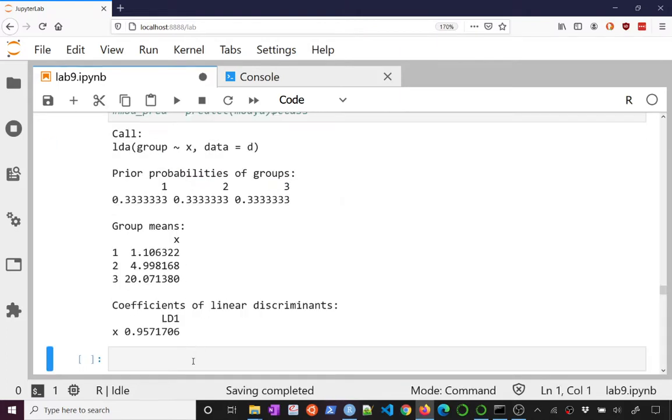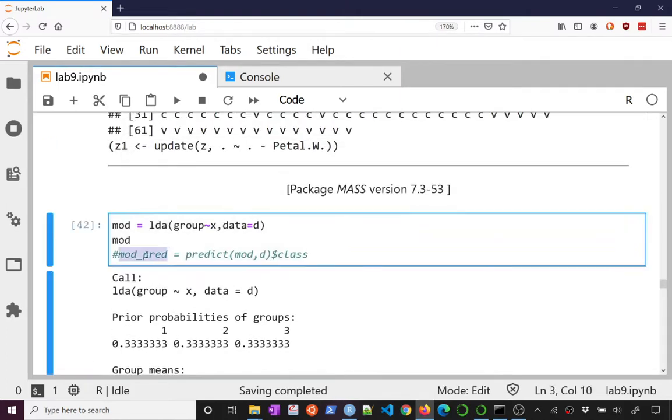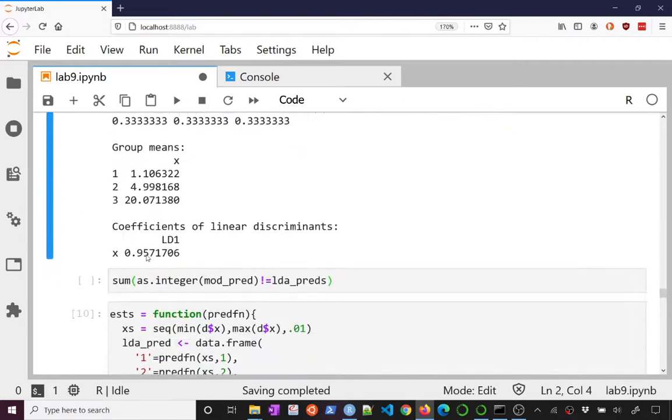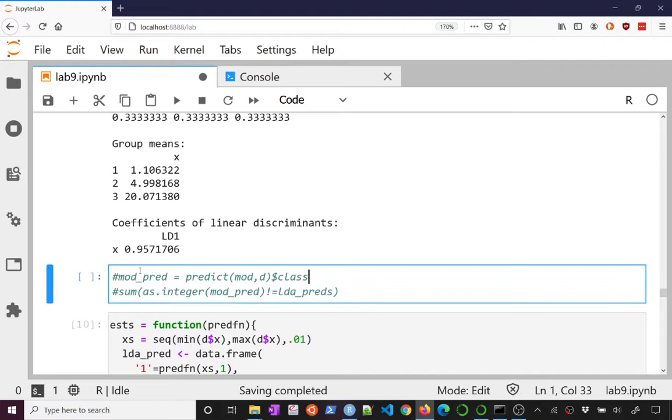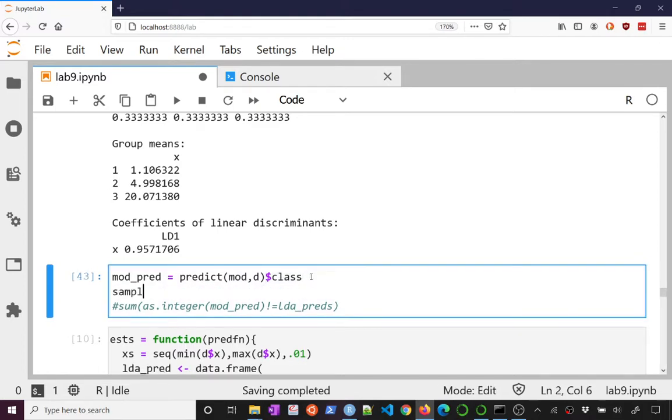Let's just move this down here. You could predict it with the predict function. So I call predict on my model, pass it the data, and I want the class, so I'll tell it to grab off the class. Those would be my model predictions.